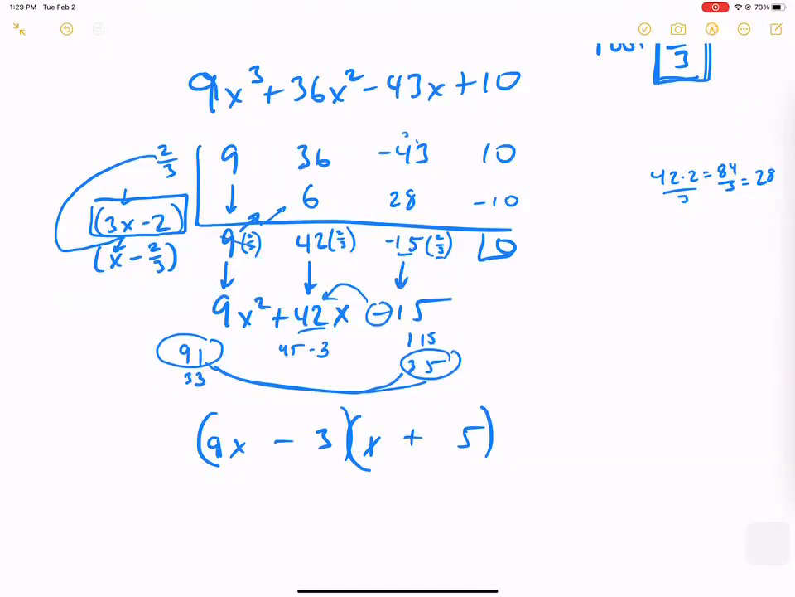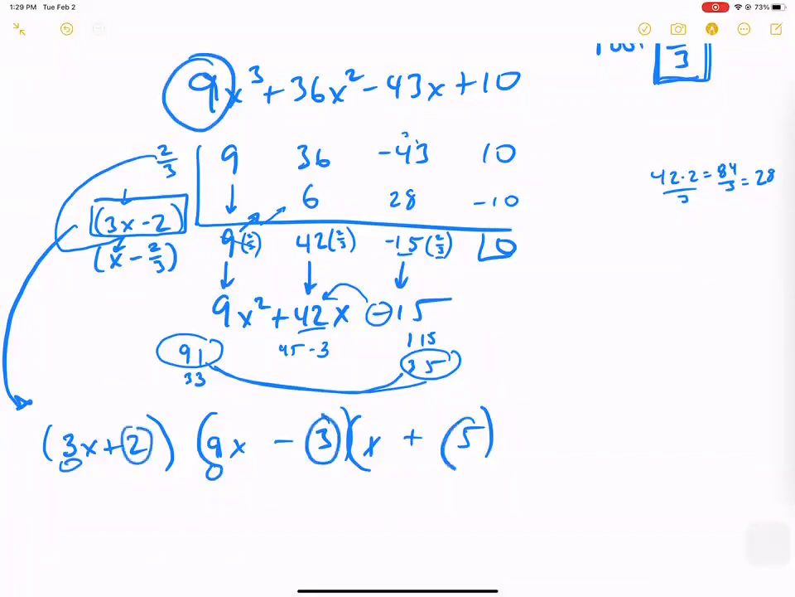Okay, so here's the problem with synthetic division. If I write 3x plus 2, right, that's our value, and 9x minus 3, and x plus 5, there is a problem with this. What's 3 times 9? That's 27. Is this 27? No. What is 2 times 3 times 5? That's 6 times 5 is 30. Is this 30? No.